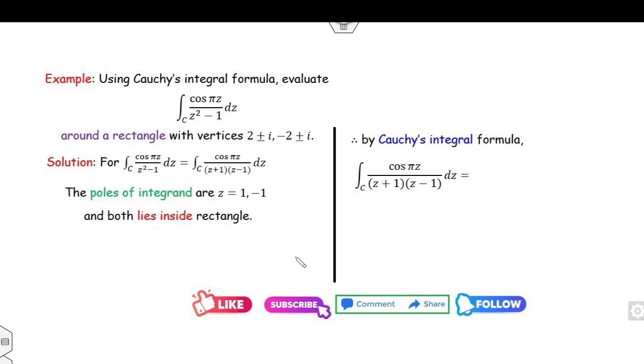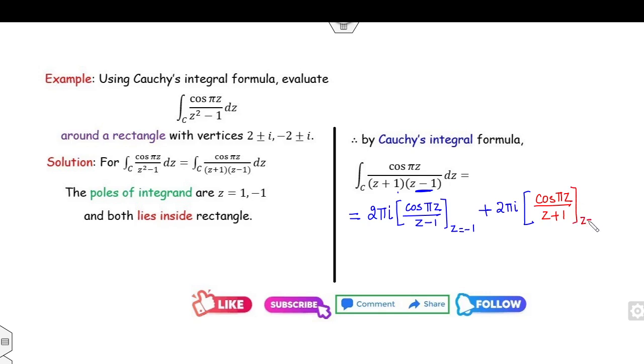Fine. So I can factorize them here. The answer will be, for the first one, 2 pi iota, and corresponding to this case your f(z) is cos pi z over z minus 1, at the value z equal to minus 1. Then for the second case, corresponding to z minus 1, it's 2 pi iota, and f(z) will be the remaining thing, cos pi z over z plus 1, at the point z equal to 1. Now you can substitute the values.